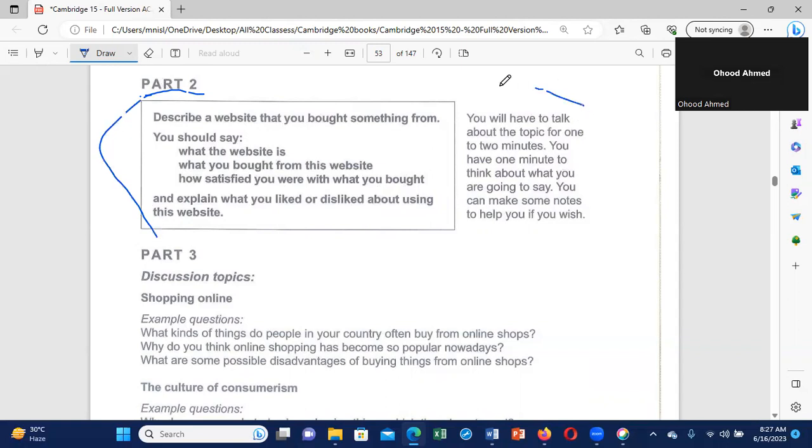And here is the instruction. Most IELTS takers don't follow the instruction, but it is very important. If you know about this well before the exam, you will have to talk about the topic for 1 to 2 minutes. You have 1 minute to think about what you're going to say. I mean, you have 1 minute preparation time. You can make some notes to help you if you wish. So three things. Number one, 1 minute to take some preparation. You're allowed even to take some notes. Third, you'll have to speak for 1 to 2 minutes.